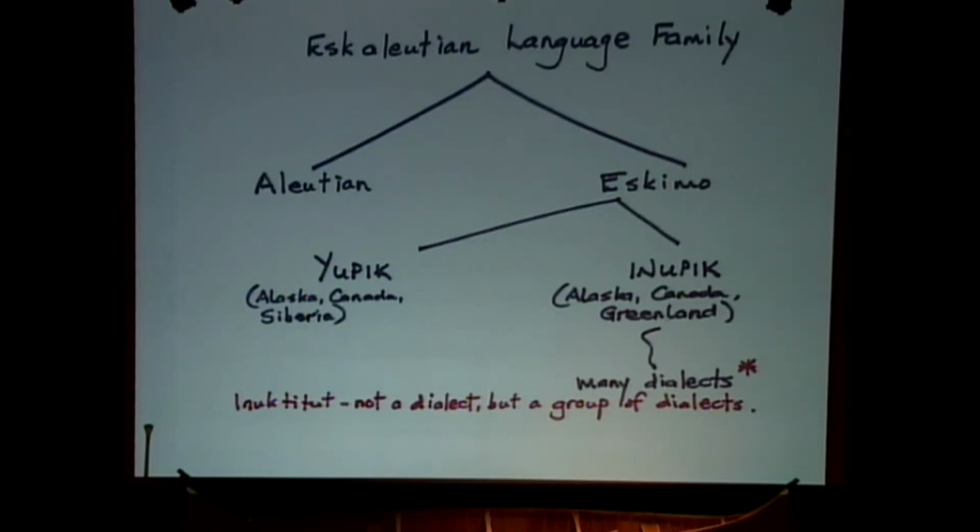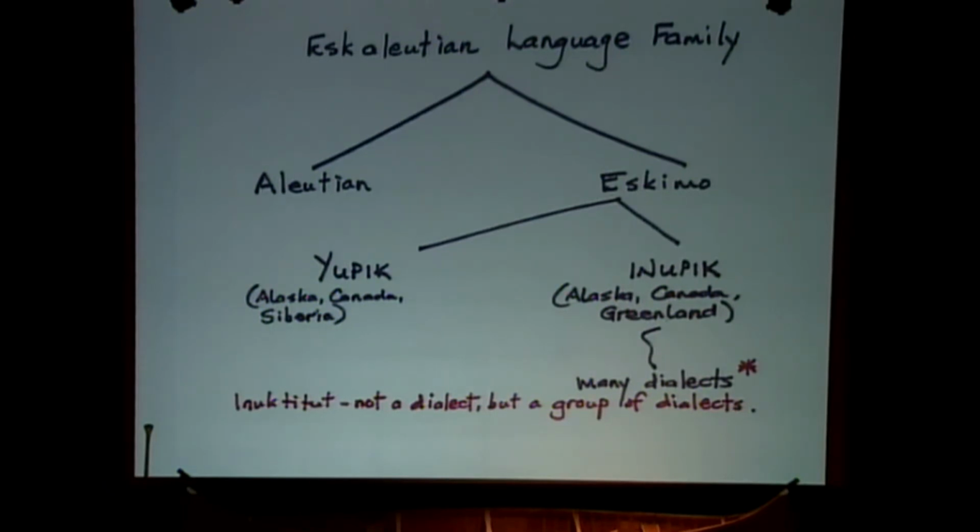So let's talk about this Eskimo language family for a minute. We start with the Eskaleut language family, which has 2 main branches. The Aleutian branch, spoken by the native inhabitants of the Aleutian Islands off Alaska, and the Eskimo branch. And the Eskimo branch then is divided into 2, again, very large branches. Yupik, which is spoken in Alaska, Canada, and Siberia, and Inupik, spoken in the rest of Alaska. Sorry, I should not have put Canada under Yupik. Yupik is spoken in Alaska and Siberia. Forget Canada.